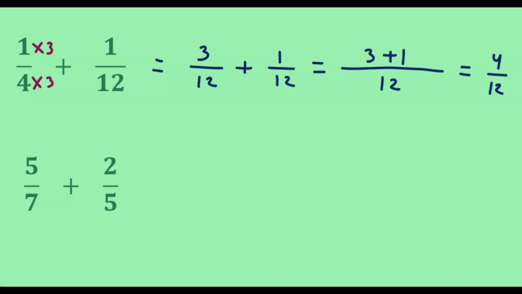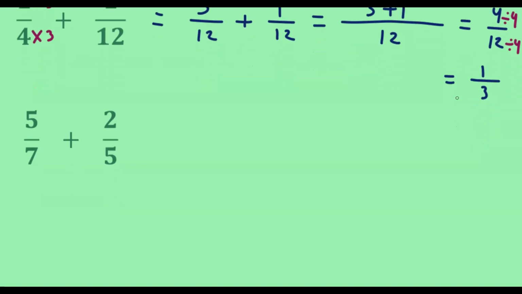And we can reduce this fraction by dividing the numerator and the denominator by 4. So we have 4 divided by 4, that is 1, divided by 12 divided by 4, that is 3. And so this will be our required answer. 1 over 4 plus 1 over 12 is equal to 1 over 3. Now let us have a look at the next problem.